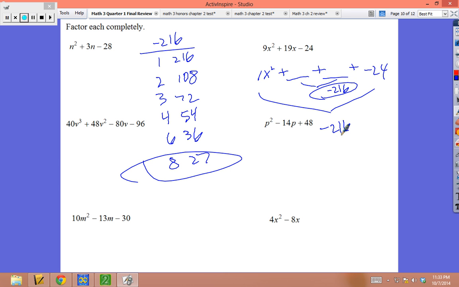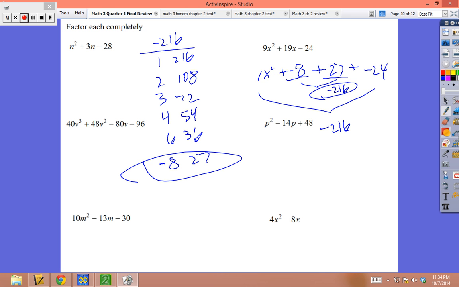Because it's got to multiply to give you negative 216, one of these has got to be negative, one of them has got to be positive. I believe the 8's got to be negative. So if we do 27 times a negative 8, we get a negative 216. But if we do 27 minus 8, we get 19. So we can put the minus 8 here and the 27 here, or vice versa. I guess it doesn't really matter, but I did that, so it'd be plus negative.